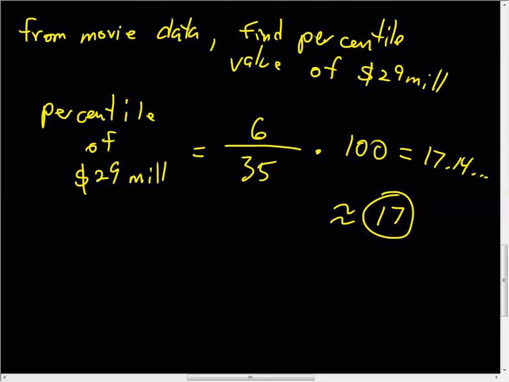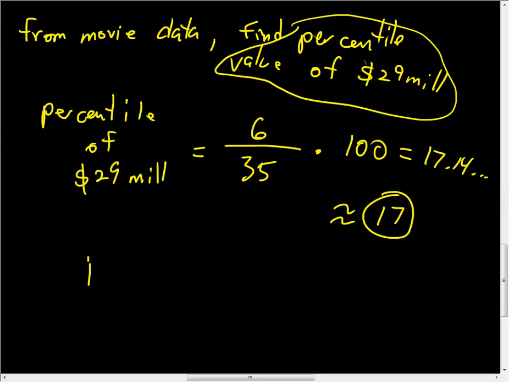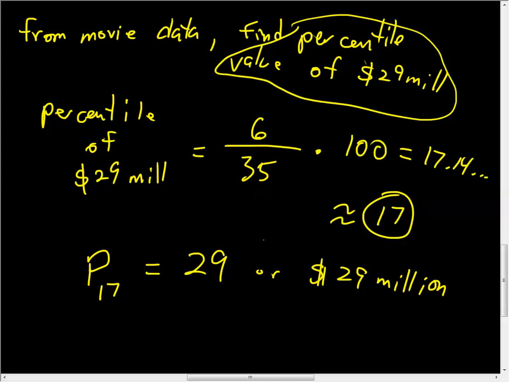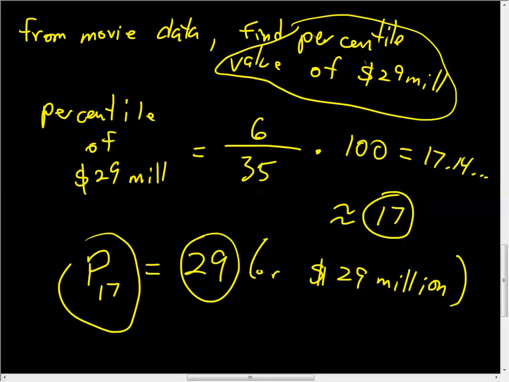Alright, what we have just computed is the percentile value of 29 million, and we summarize that in this fashion. We then claim the 17th percentile of this data set is 29, remembering the units here, these numbers all refer to millions of dollars. So the 17th percentile is 29 in millions.